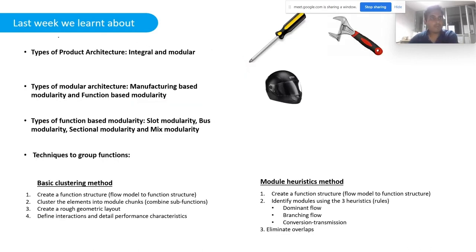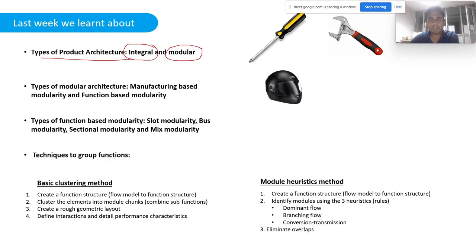So in the last week, we learned about some of these topics. We learned first about various types of product architecture. So we learned two types of product architecture. One was integral and the other was modular. So what is integral? Do you remember? You can use the chat message or use the microphone to reply.